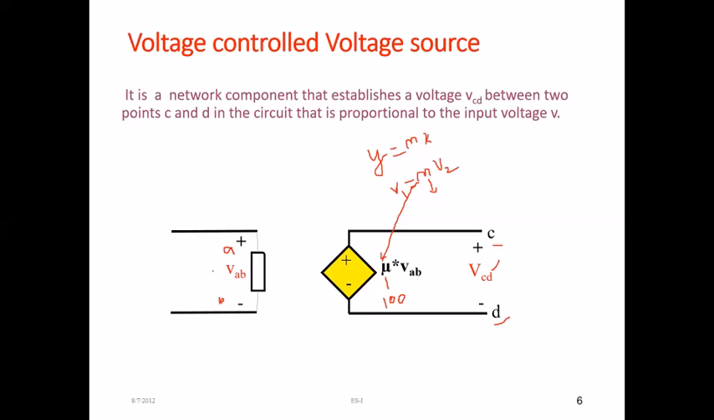If input voltage is 2 volts, the voltage across the dependent source will become 200 volts. If the input voltage is reduced to 1 volt, then the voltage across the dependent source will reduce to 100 volts. If we increase the voltage across the branch A and B to 10, the voltage across C and D will increase to 1000 volts. So therefore, it is called voltage dependent voltage source or voltage controlled voltage source.